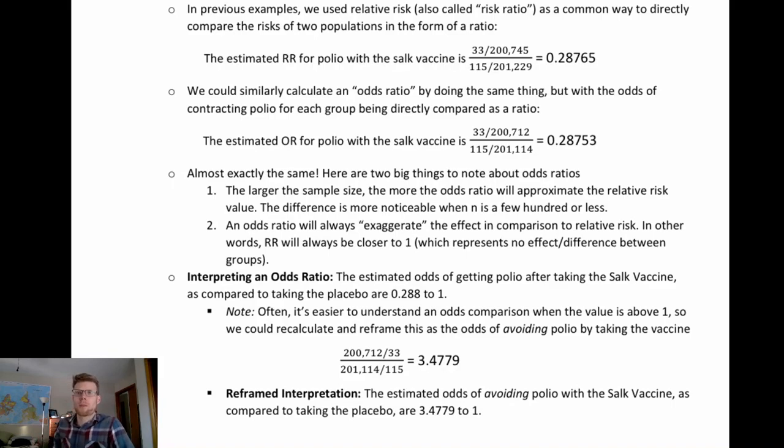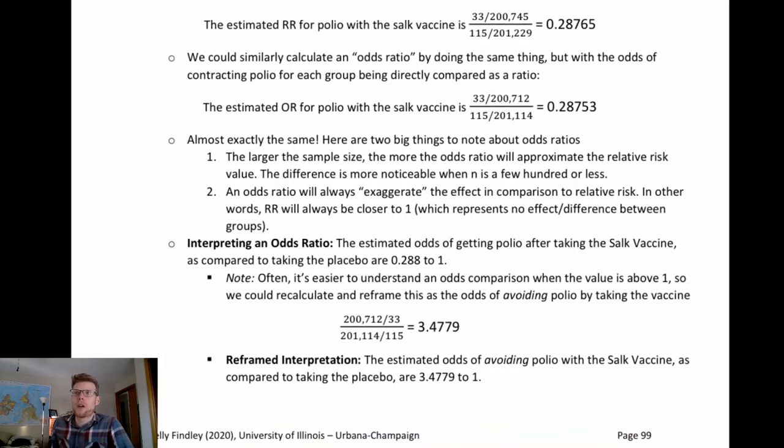However, if we have a smaller sample, like a couple hundred, we're going to have a more noticeable discrepancy between those two values. And the other thing to keep in mind is that an odds ratio will always exaggerate the effect in comparison to relative risk. So in other words, relative risk is always going to be a little bit closer to 1 than the equivalent odds ratio calculation will be. An odds ratio is going to be a little bit closer to 0 or a little bit closer to positive infinity, depending on which way the direction seems to be going there. So odds ratio is always a slightly exaggerated relative risk measure that will be closer and closer to approximating relative risk when we have a large sample.